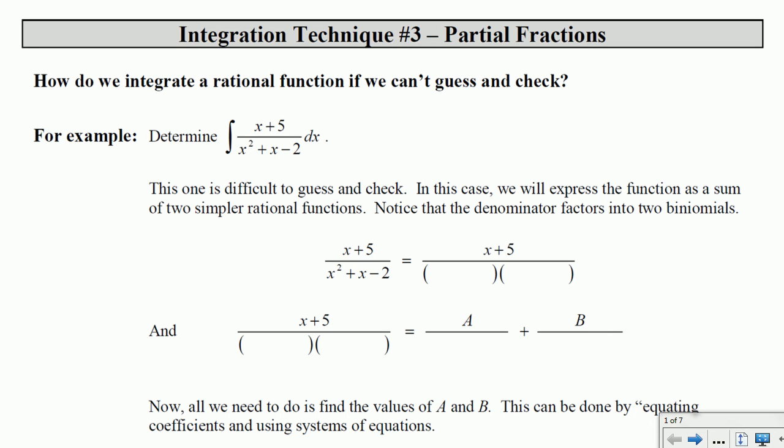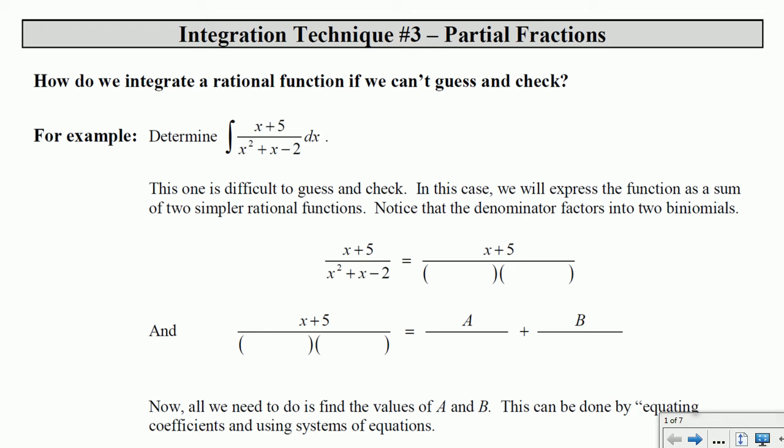Hello everyone. Today we're on to our third integration technique, partial fractions. If you encounter an integral involving a rational function with no obvious way forward using substitution or parts, this may be what you need to do. It's a bit of work up front, but the integrals themselves are actually pretty easy, so let's try a few.